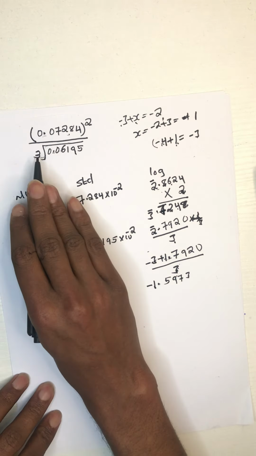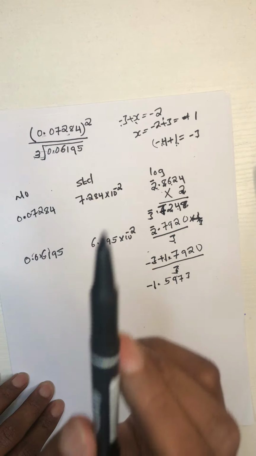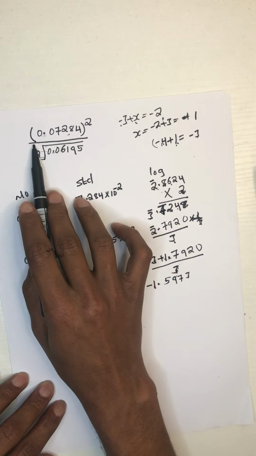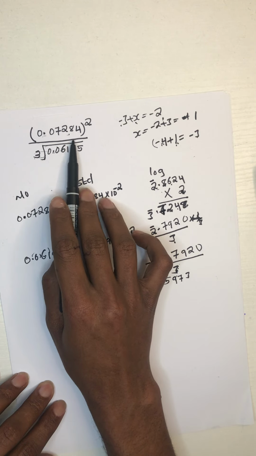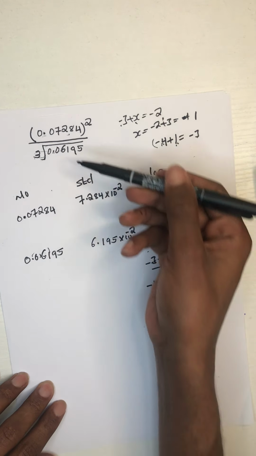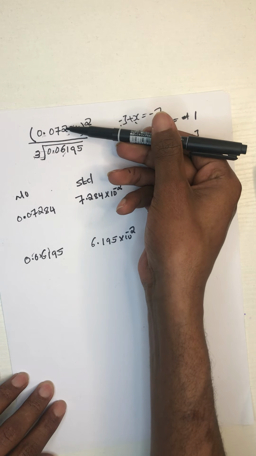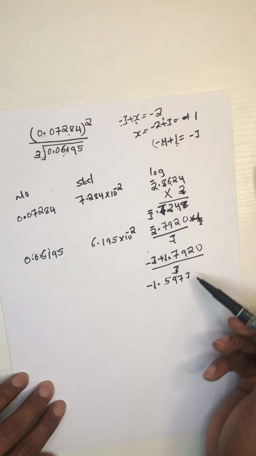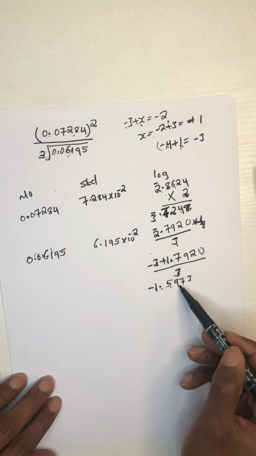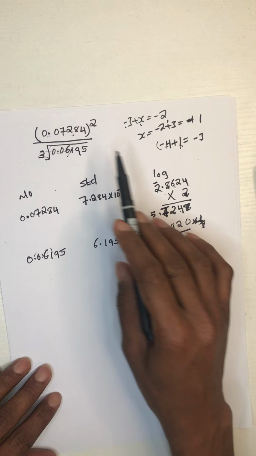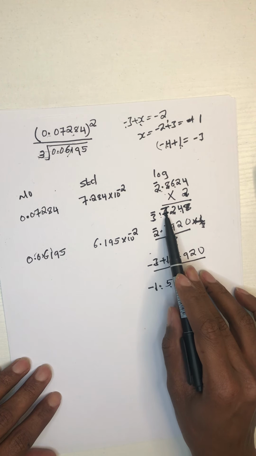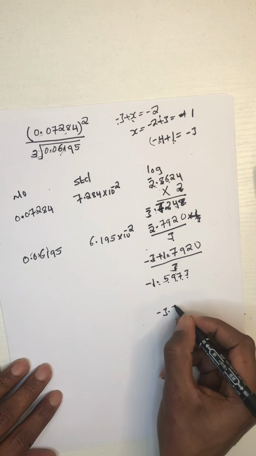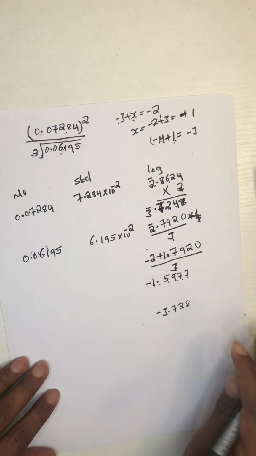Good. So this part. Then the logarithm rule, if you watched the previous lesson, we saw that if it's division, that means we have to subtract whatever we get from here. So what we have here, we have negative 1.5973, and from here we got the other one, 3.7248. So negative 3.728.